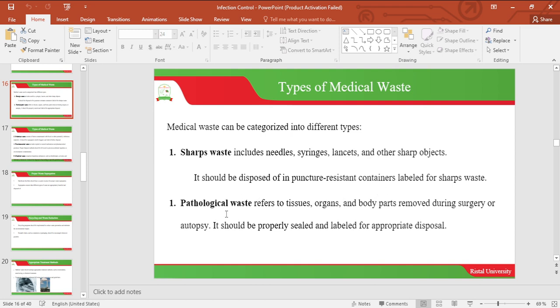The other category is pathological waste, which refers to tissue, organs, or body parts. These are normally removed during a surgery or autopsy, so they should be properly sealed and labeled for appropriate disposal.